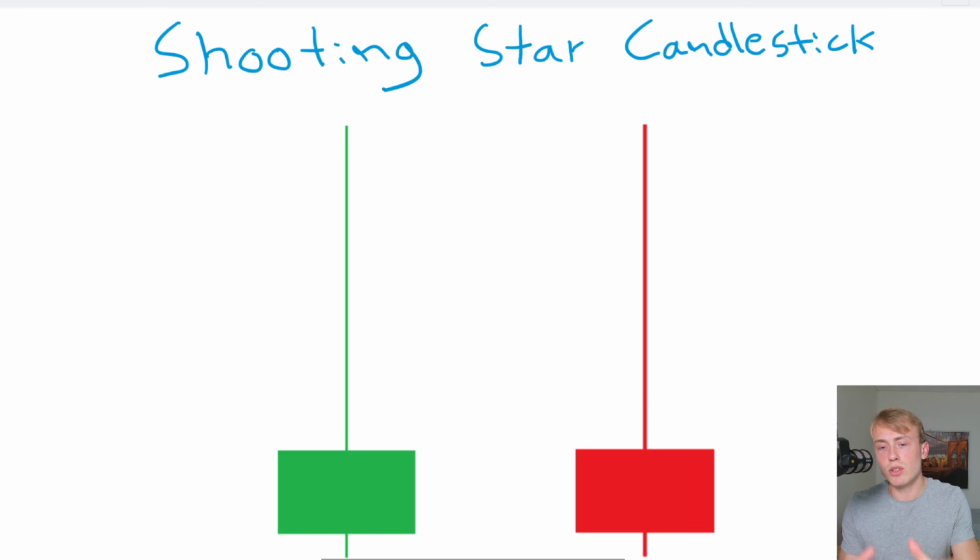We will start the video off by taking a look at what defines the shooting star candlestick. So how can we spot it on the chart? How do we identify the candlestick? And after that, we will take a look at some real life examples of the shooting star. So yeah guys, I hope this sounds interesting.